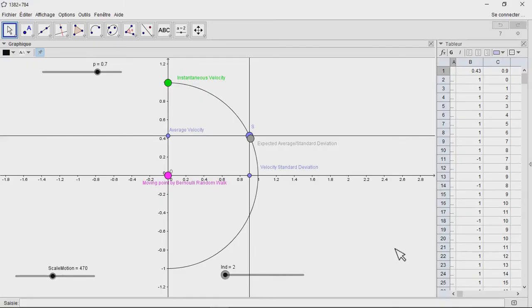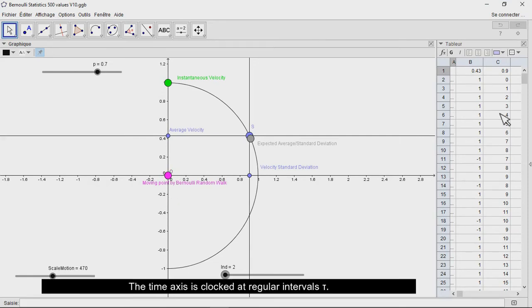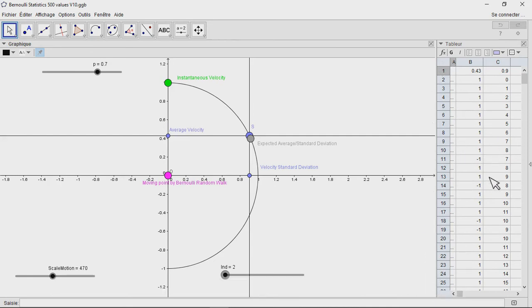Random walk. Introduction. This video simulates a Bernoulli random walk, that is, a binomial random walk sampled at its realization frequency 1/tau. The time axis is clocked at regular intervals tau. At each of these moments, walking is done at constant velocity in one direction or the other according to the constant probability p.